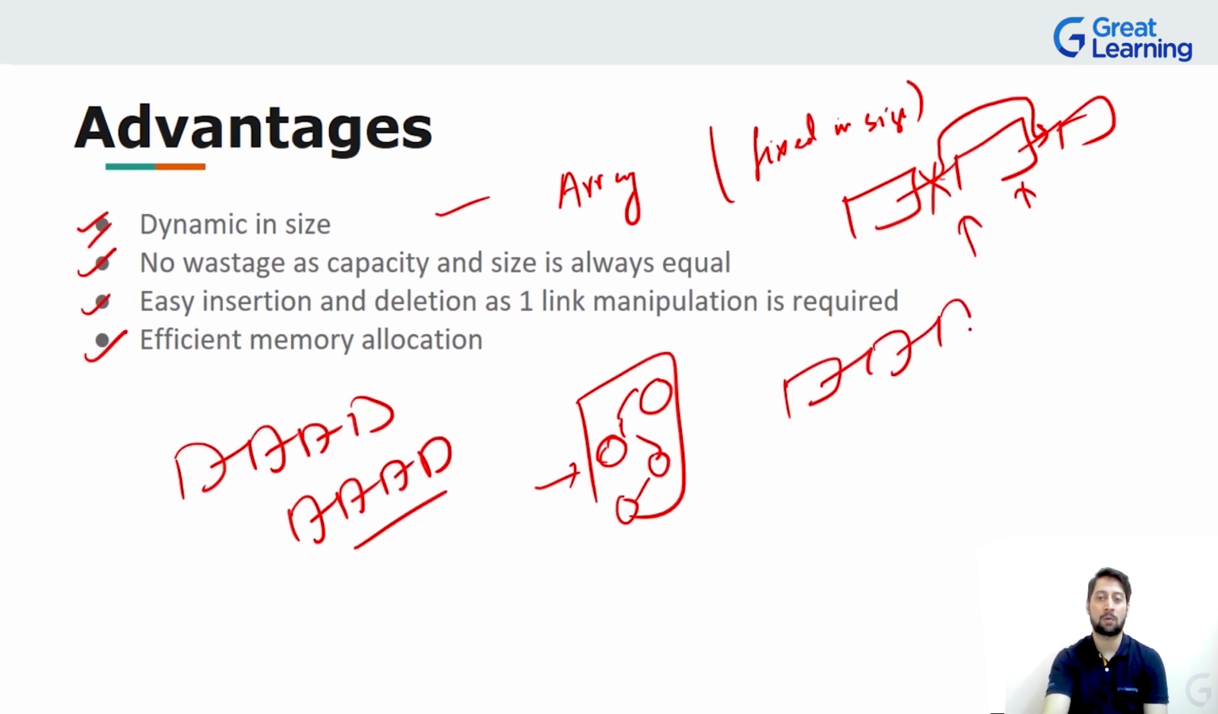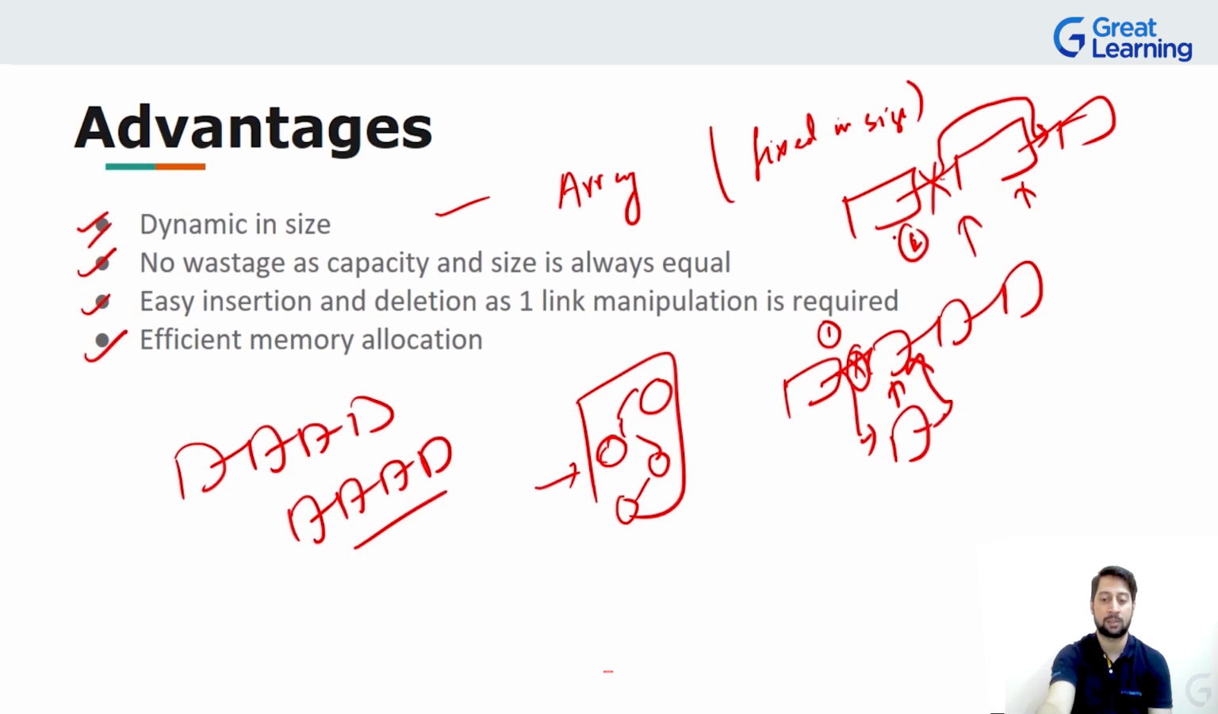Similarly, when you're talking about insertion, if you want to insert at this location, you remove this link, point it to this, and then point this new node to the node that was already there. Again, we are manipulating a single link. Just the manipulation of a single link here is required for insertion, and a single link here is required for deletion.